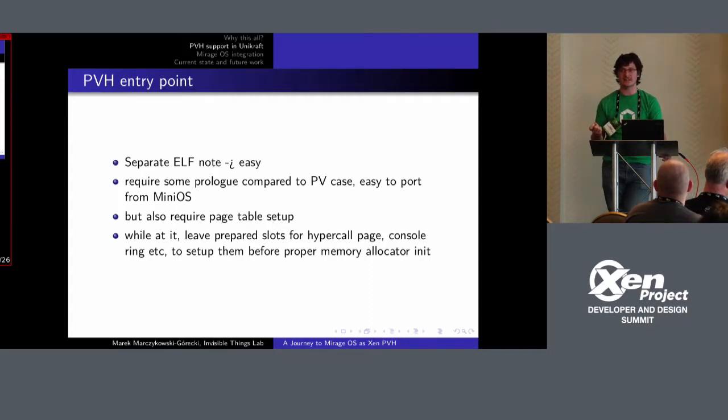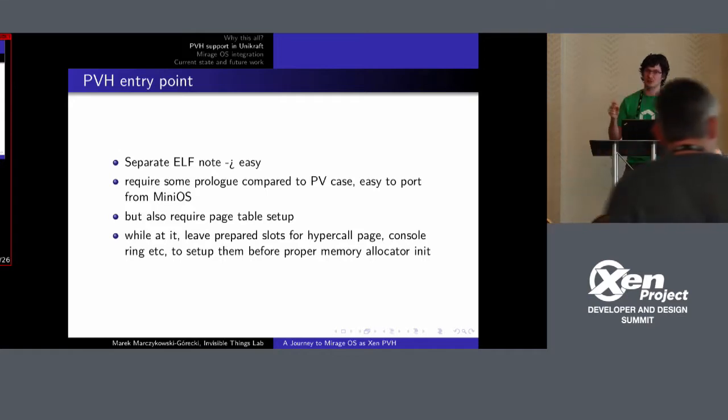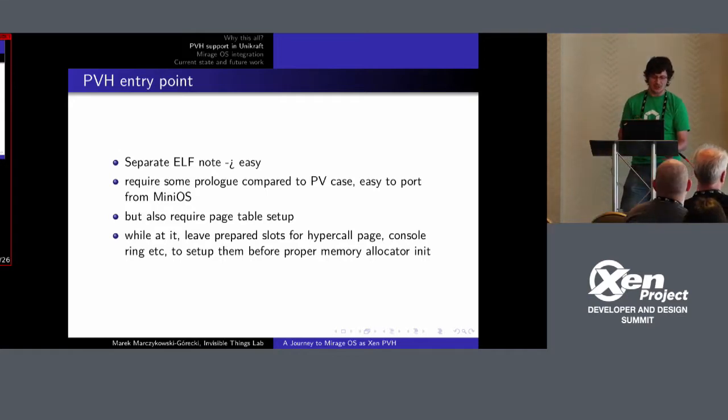But early in the boot process, in the Unikraft platform code, you don't yet have a memory allocator. You cannot allocate page table slots yet, page table entries. So the trick is to leave some slots prepared for those few pages in the initial memory page tables. In the current version of the patches there are, I think, three of them: one for the console ring, another one for the hypercall page, and I think a third one for Xen store.